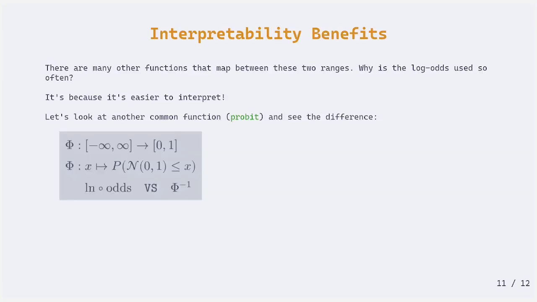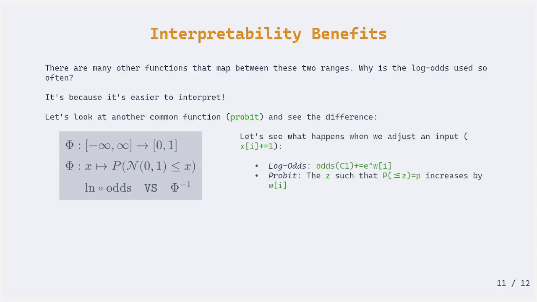So probit, or phi in this case, maps just like the sigmoid function maps the full range of real values onto 0 to 1. And it's basically the probability that a standard normal distribution gets less than or equal to x. If you look at your Gaussian graph, it's the area under the tail to the left of x. And so log odds is in competition with the inverse of phi, or phi is in competition with the sigmoid function.